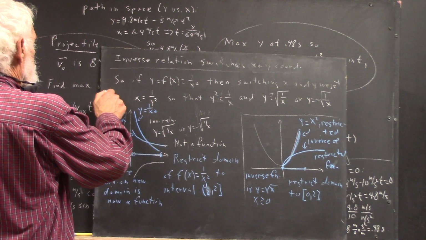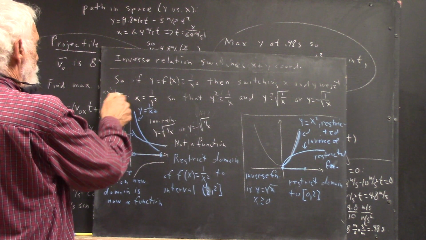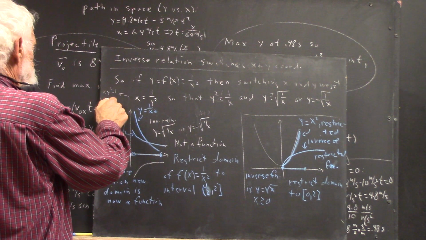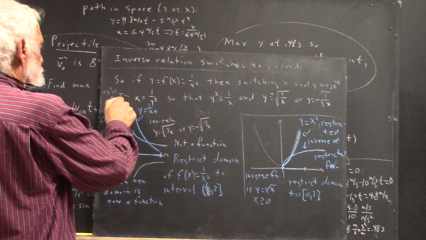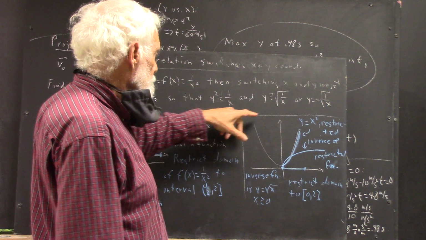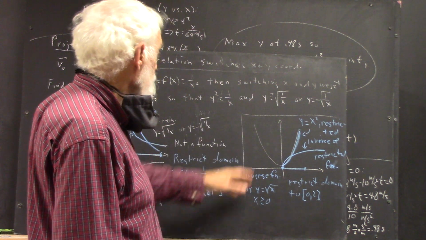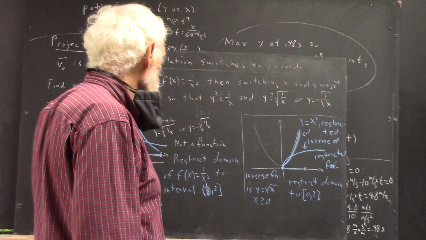We're going to get x y squared equals 1. And that then leads to y squared equals 1 over x, which we have here. And then your solution is that y is plus or minus the square root of 1 over x, either plus the square root of 1 over x or negative square root of 1 over x.